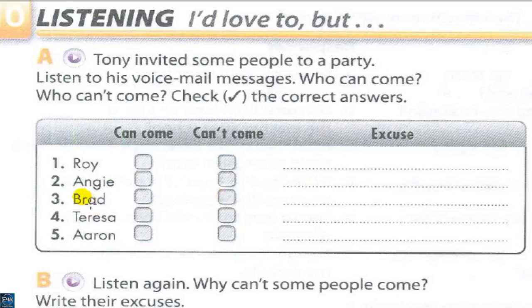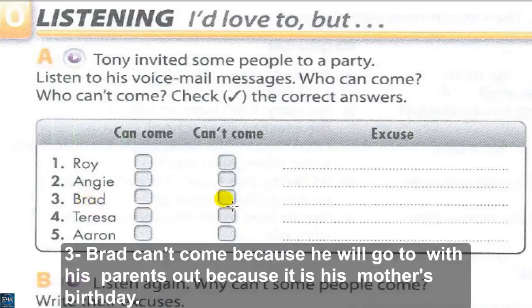3. Brad can't come. Can't come because he has other plans. Brad will go with his parents to his mother's birthday. So number 3, he's going to go with his parents to his mother's birthday.